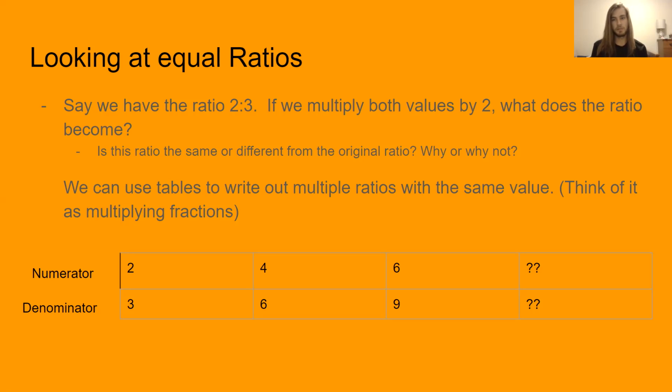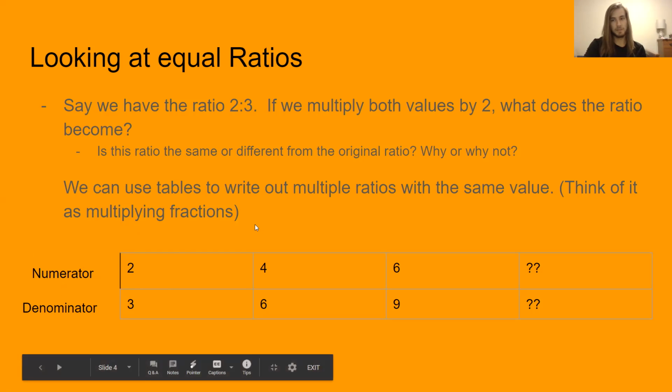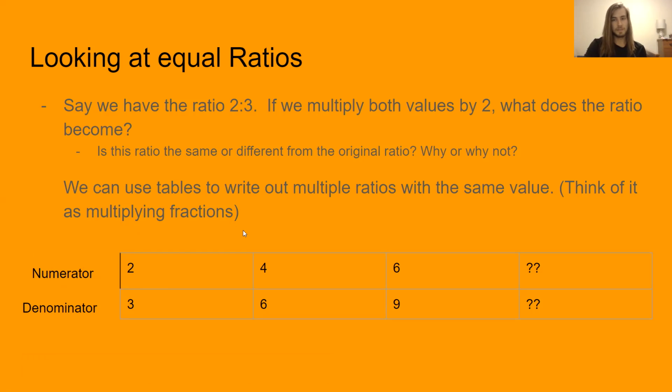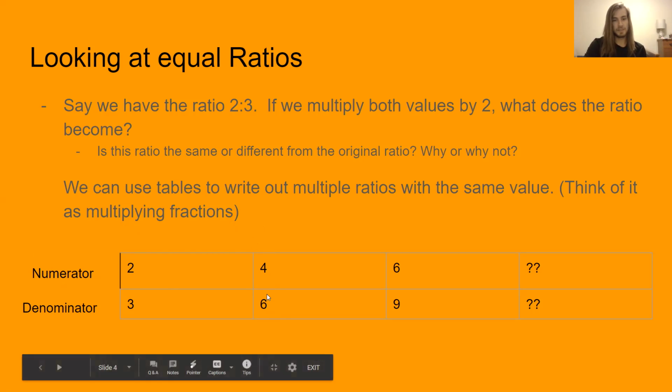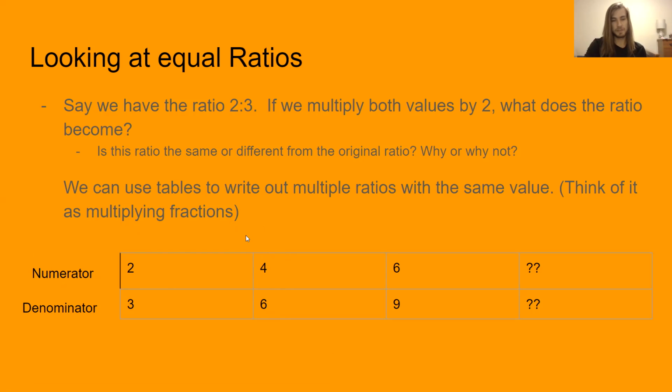And you can use a table to write out these multiples of ratios to show that they have the same value. For example, this is kind of like a fraction here. If the numerator is 2 and the denominator is 3, and you say times 2 to each number, you get 4/6. That would still be the same because you're multiplying.